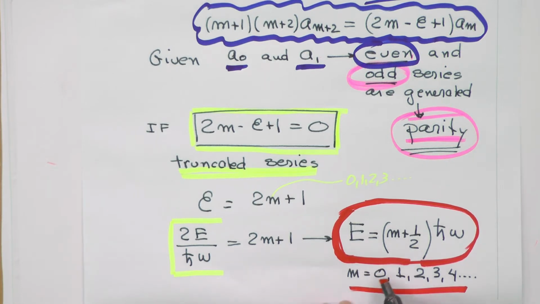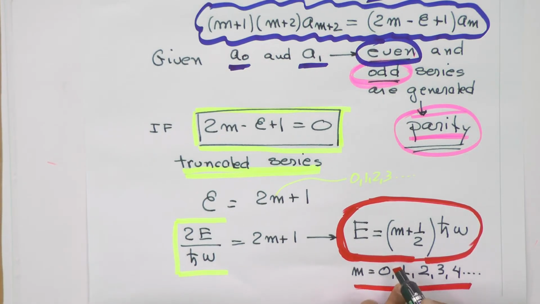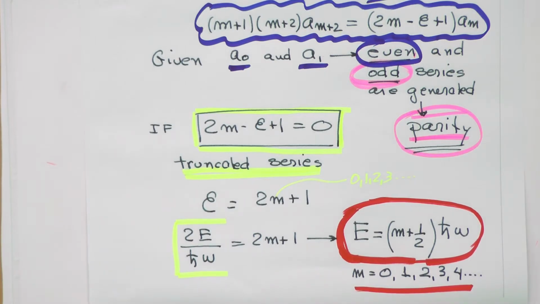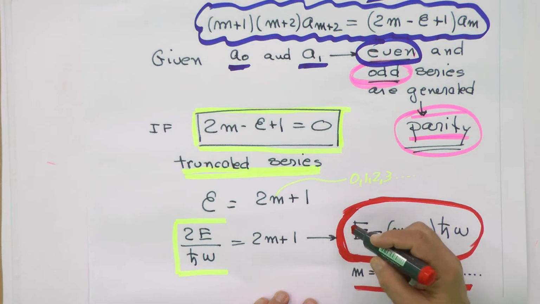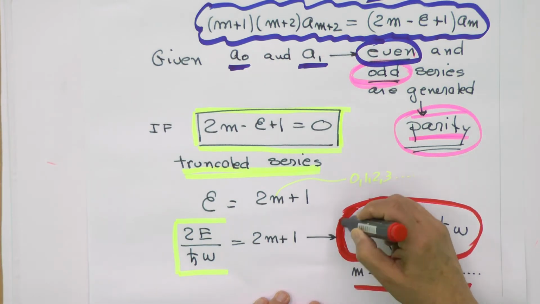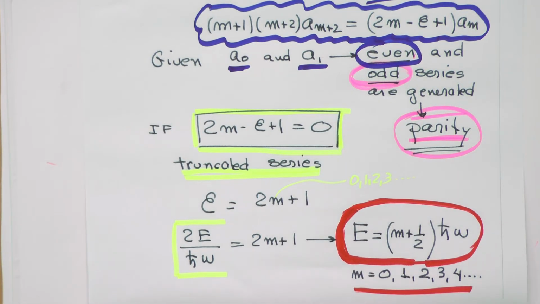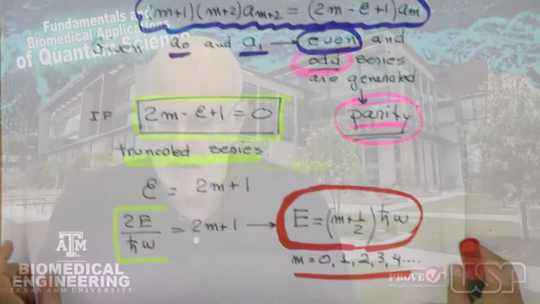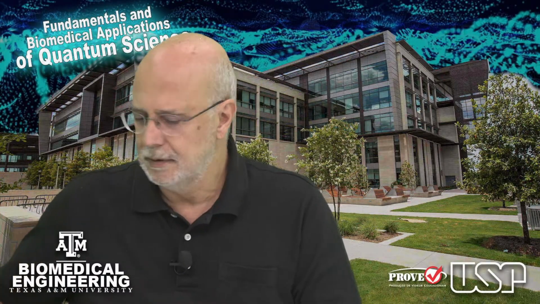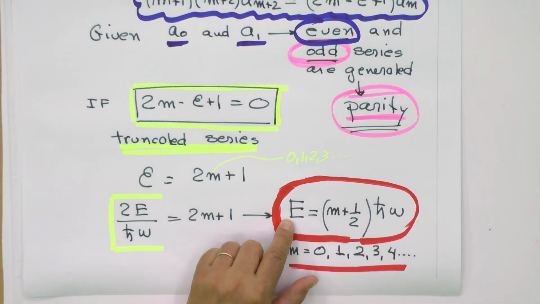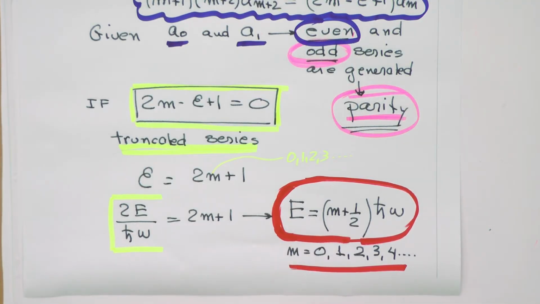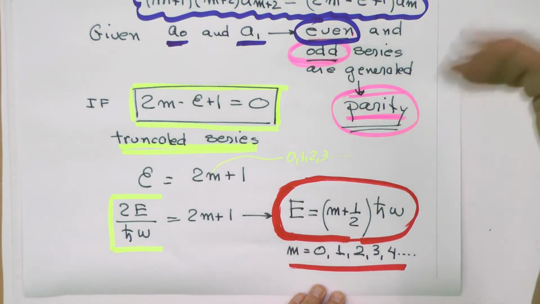Of course, if m equals 0, I generate the even series. And if m equals 1, I generate the odd series of solutions. But m can be anything. And this is the energy spectrum. The energy of the harmonic oscillator can only be values given by this. These are the values of the energy that work and produce distinct solutions in here.